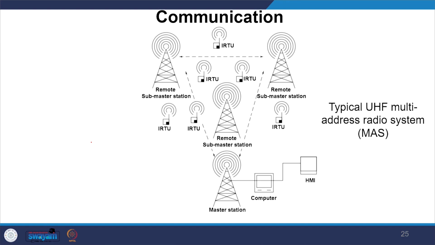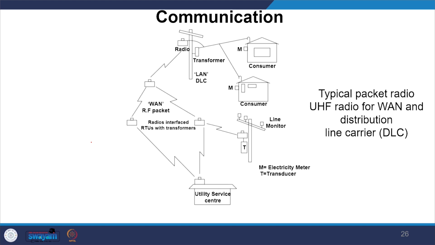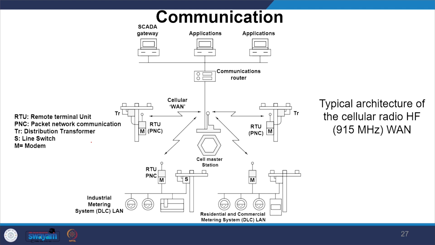Now, one of the communication architectures, typically for the UHF multi-address radio system MAS, you can see how the architecture looks, and typical packet radio UHF radio for WAN and distribution line carrier DLCs. This is how the model architecture looks. Typical architecture of the cellular radio HF 915 MHz WAN network and its architecture.